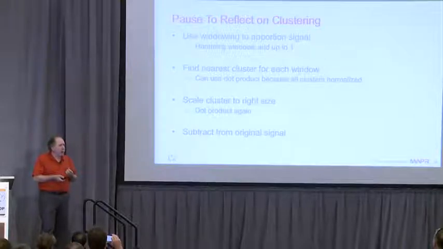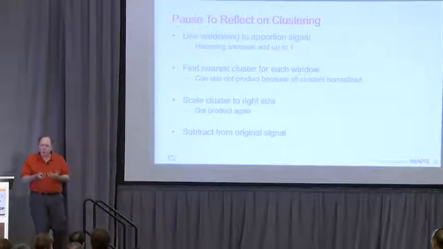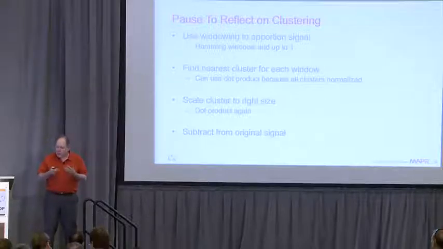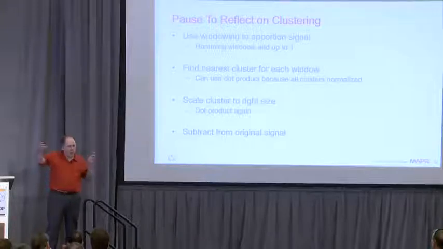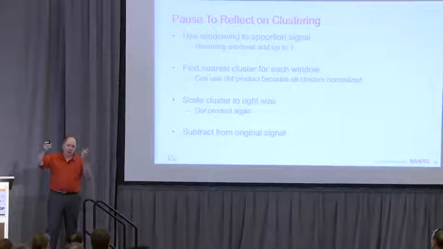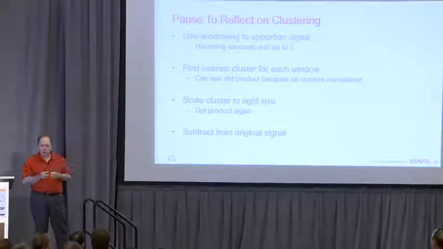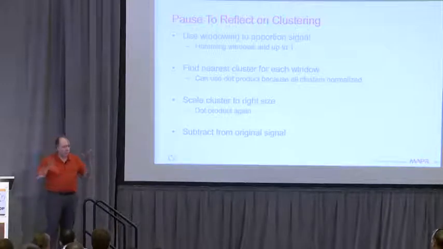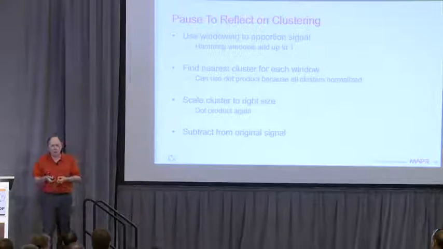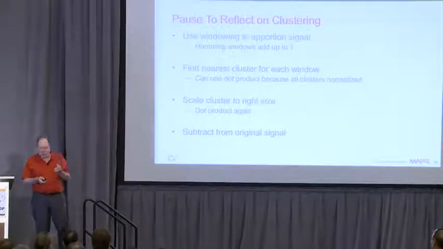Now, if we stop to think about clustering, because that was pretty prominent in the way we built these models so far, it's a little bit different from the way people usually think about clustering. Finding the nearest cluster for each window, we could say distance, Euclidean distance. That's the way those are normally implemented. But you could as well say dot product, because in this case, all of the clusters were normalized by magnitude. And so dot product is equivalent to distance. It's upside down relative to it. Big is small and small is big, but it works the same way. So dot product is good there.